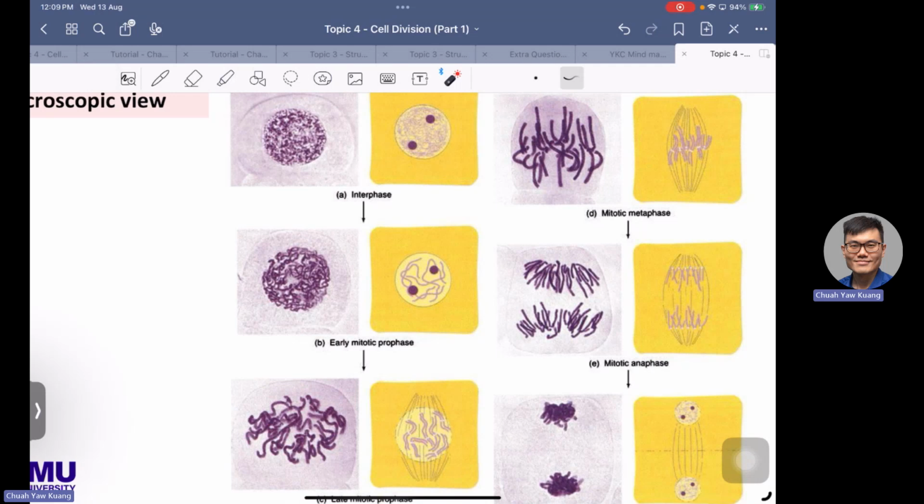So with that, you can confirm this is actually the metaphase. Either you see a line, but for example this picture is not that clear, you can't really see a line. Then this one, you will use the space in between to identify.